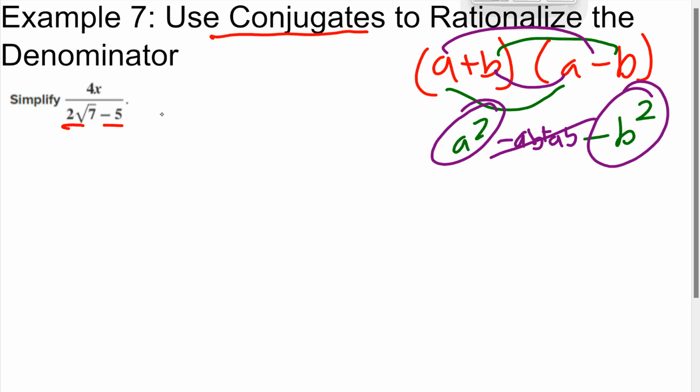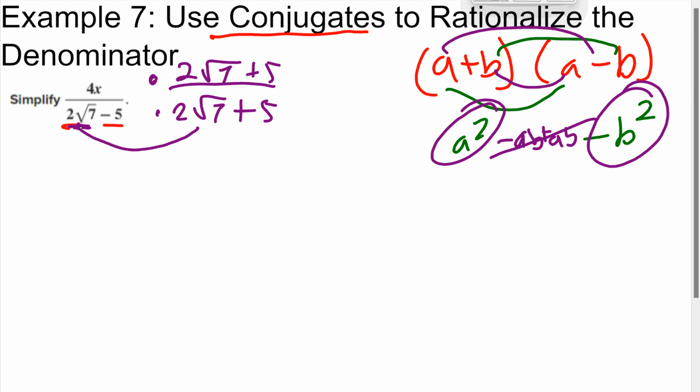So on the bottom here, I want to multiply by the conjugate, which is instead of 2 root 7 minus 5, it's going to be 2 root 7 plus 5. But if I do that on the bottom, I also have to multiply that same thing on top.